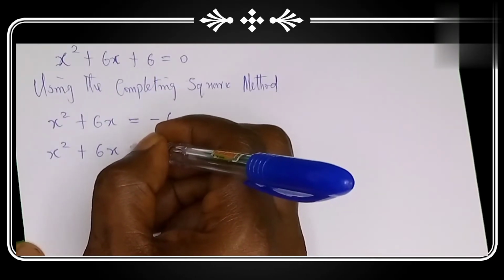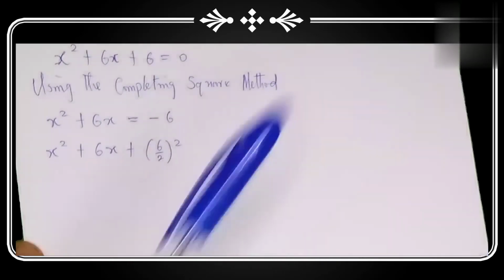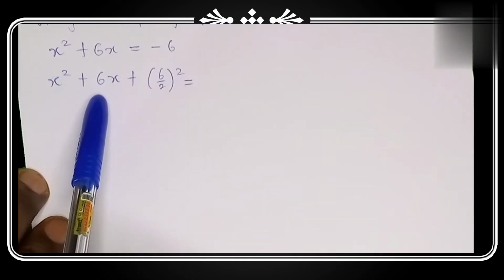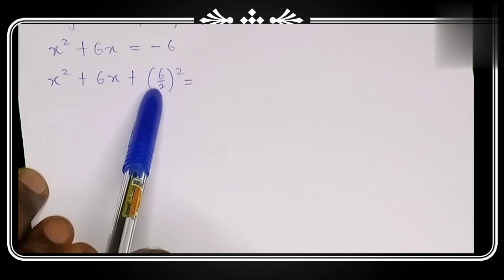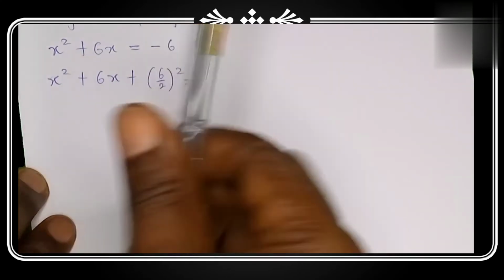Now, plus 6 over 2 squared. If you notice, we are squaring the half of the coefficient of x. 6 divided by 2 will be half of 6. Then we want to square it. That's what we're doing here.